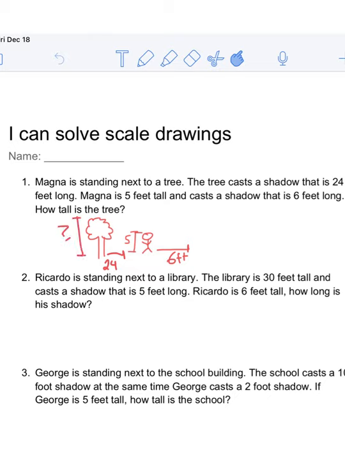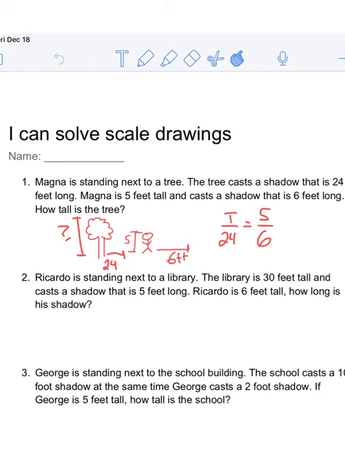All right, I want to know how tall the tree is. So we need to set up the units and make sure the units are next to each other. I'm going to have the height of the tree and the height of Magna as the numerators, and then the shadow lengths are going to be the denominators. So I'll say T for tree. T over 24 equals 5 over 6.